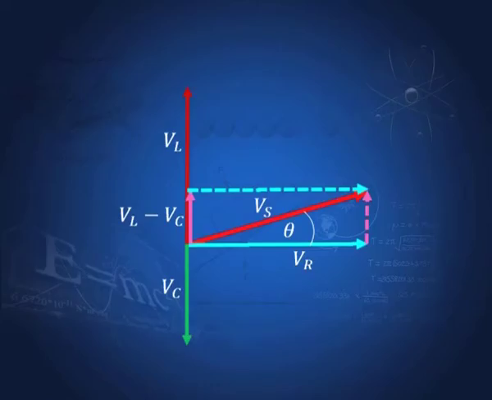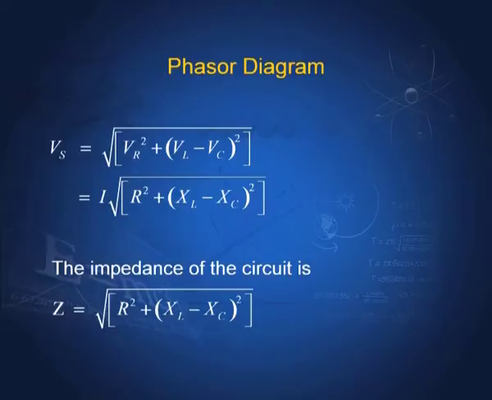If you remember this, then we have the phasors here. We have VR, we have VC, and we have VL. In this case, VL is larger than VC. Therefore, the resulting voltage is VL minus VC, which leads the current by pi by 2, and I can find Vs, which is now the resultant of VL minus VC and VR. So Vs is equal to the square root of VR squared plus VL minus VC squared, and I can take I out. So it is the square root of R squared plus XL minus XC squared.